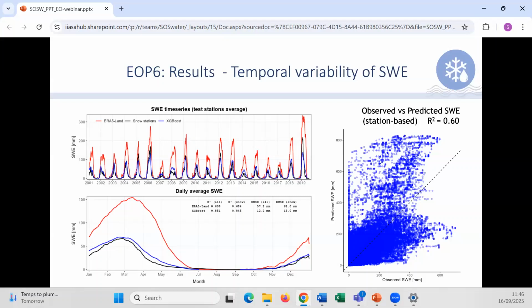However, the left plot shows that, in general terms, the algorithm is very good at producing snow water equivalent on a basin average. But if you look at the right side, where we show observed versus predicted values, the station-based R squared drops. So for specific locations, the Earth observation prototype performs less strongly.